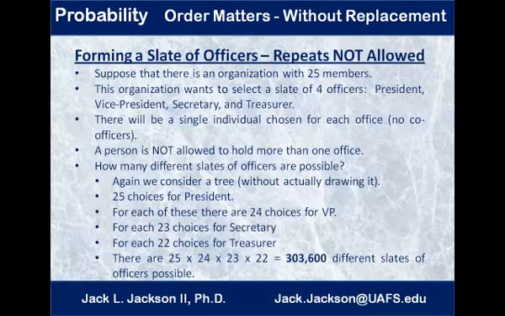So we're going to end up multiplying not 25 times 25 times 25 times 25, which is what happened when we did allow repeats. But this time, since we don't allow repeats, it goes down each time. So it's 25 times 24 times 23 times 22, which is 303,600 different slates of officers possible. Notice we started with 25, which is how many members we had, and we have a total of 4 factors, which is how many officers we're picking, and the numbers went down 1 each time.